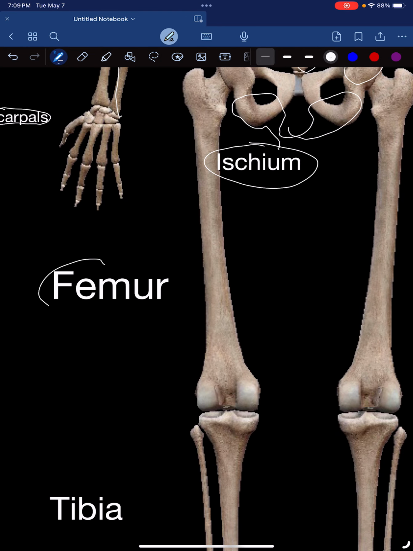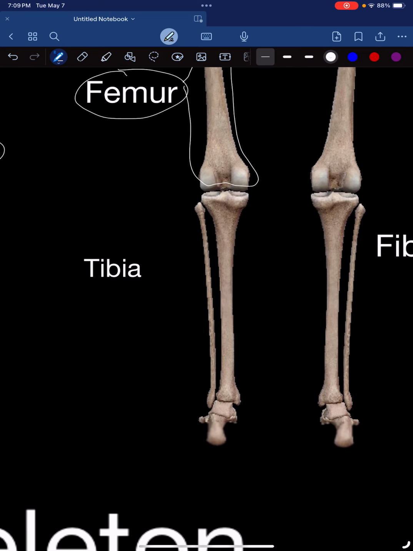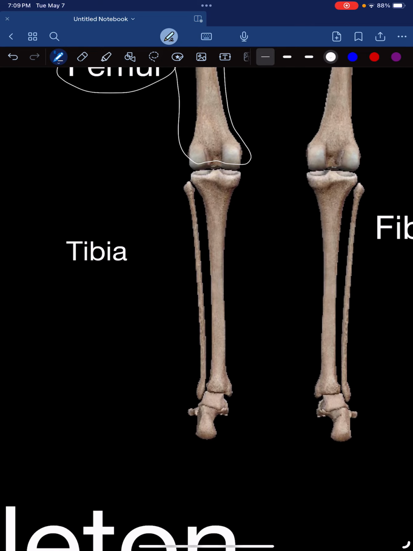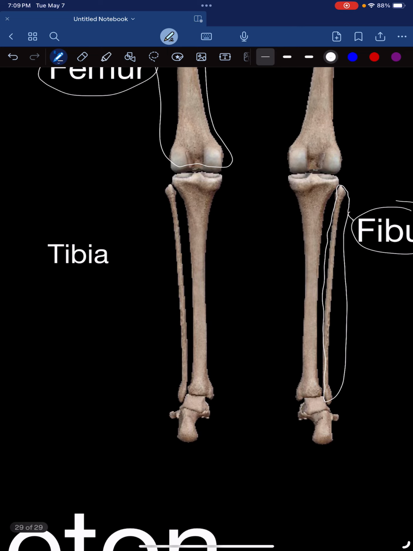Next up we have the femur, the long leg bone right in here. And then we've got the tibia and fibula. So the fibula is going to be this outside or lateral lower leg bone. And the tibia is going to be the more medial lower leg bone.